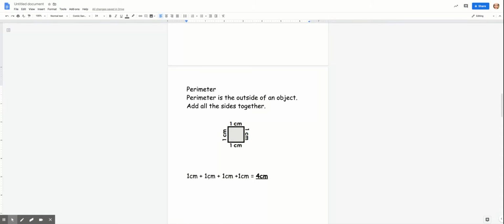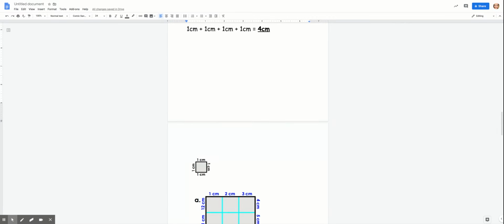So we would have 1 centimeter plus 1 centimeter plus 1 centimeter plus 1 centimeter. And that would give us 4 centimeters. 1, 2, 3, 4. So we would have 4 centimeters.